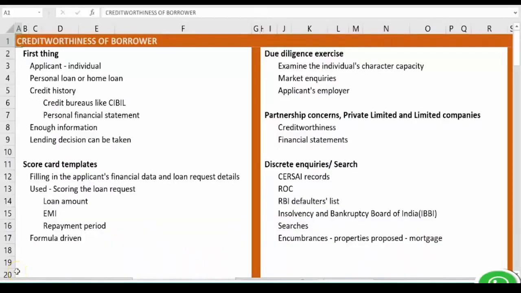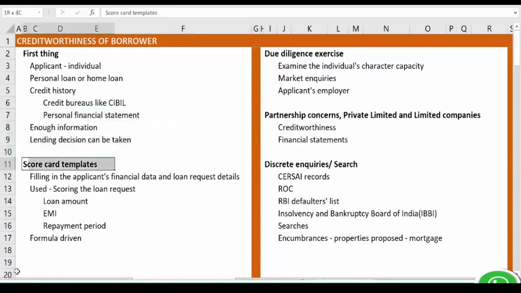In this session, let us talk about credit worthiness of borrower. This is the first thing which bank will look for before appraising the loan, right? If an applicant is an individual and let's say he is requesting for personal loan or home loan, then bank will try to understand the credit worthiness of the borrower by going through his credit history. They can peruse the reports from credit bureaus like CIBIL. They can go through the personal financial statement of that individual, and they'll give enough information so that the bank can take lending decision easily.